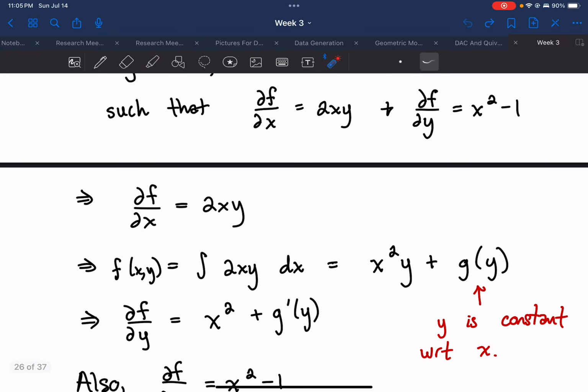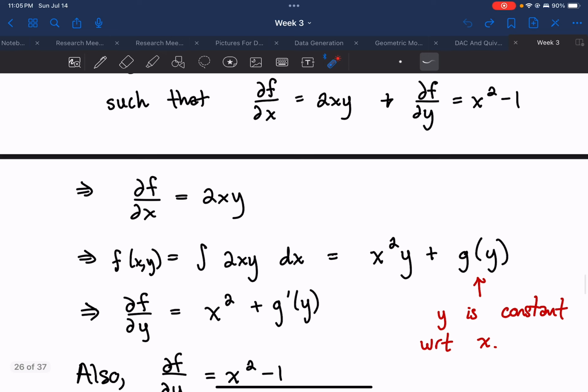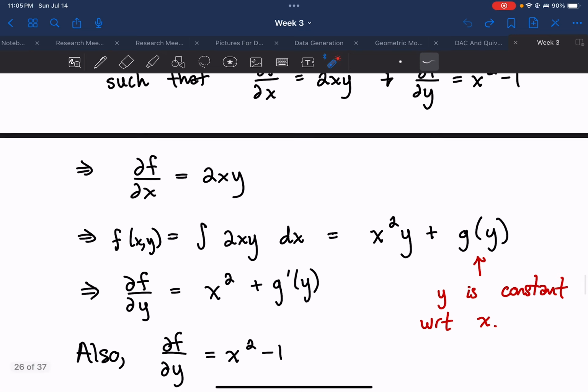Now, there are a lot of ways you can do this. What I like to do is take this new f, the one I just found, and take its derivative dy. I just integrated it dx, now I take its derivative dy, and that gives me this function. The derivative of x squared y dy is just x squared, and the derivative of g dy is g prime.